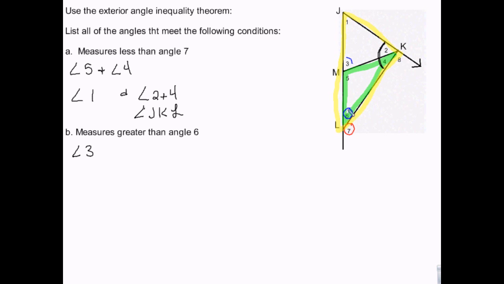But then if we look at the yellow triangle, angle 6 is also in the corner of the big yellow triangle, and angle 8 is an exterior angle for the big yellow triangle, so we have both angle 3 and angle 8 that would be greater than angle 6. Now, other angles could be greater than angle 6. We just don't know that for sure because we don't have measures. The only ones we know for sure are those two externals.